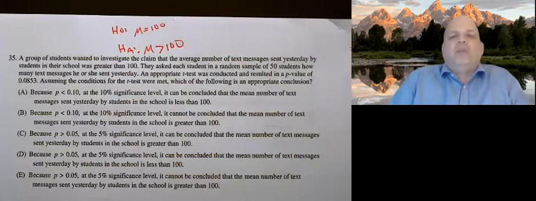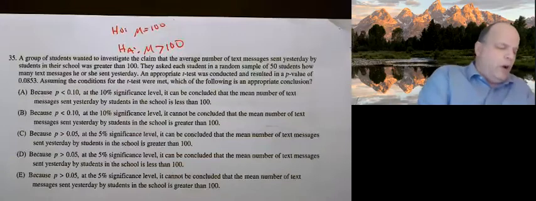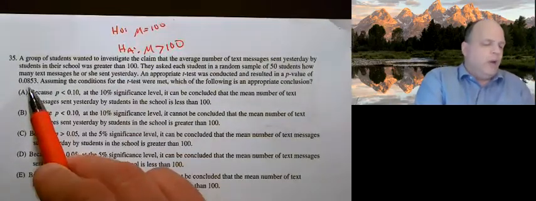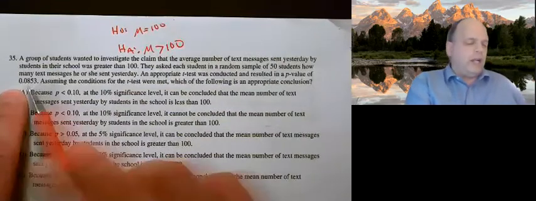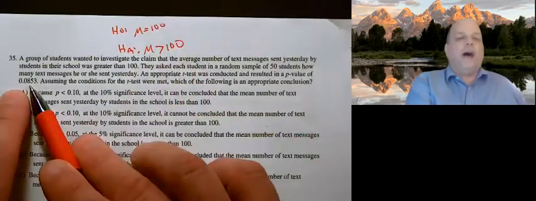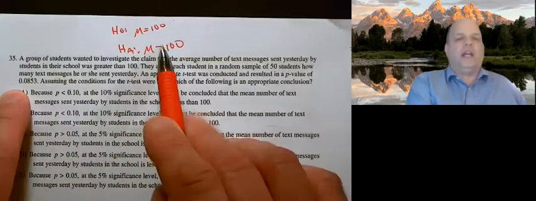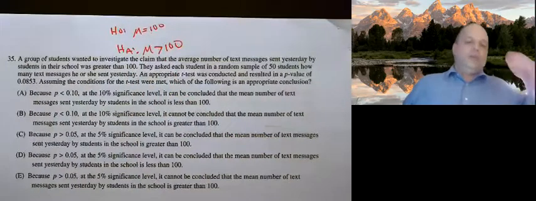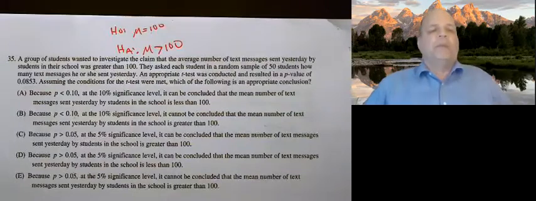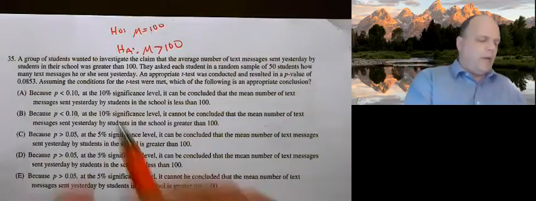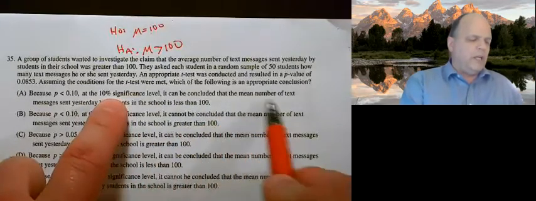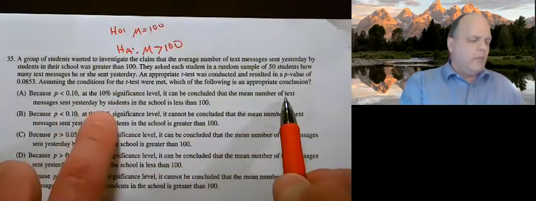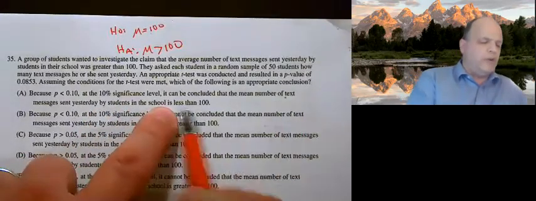An appropriate t-test was conducted. In other words, they did it right and it resulted in a p-value of 0.0853. So with 0.0853, if alpha is 0.1, I reject and I believe this. At 0.05, I fail to reject this and I continue to believe the claim. Because our p-value was 0.0853, at the 10% level, it can be concluded that the mean number of text messages sent yesterday by students in the class is less than 100.